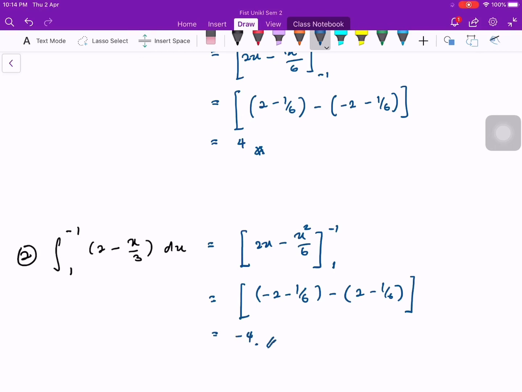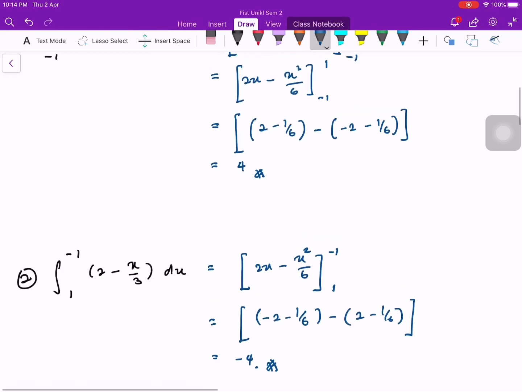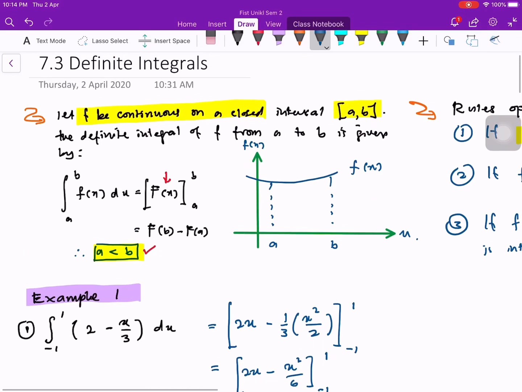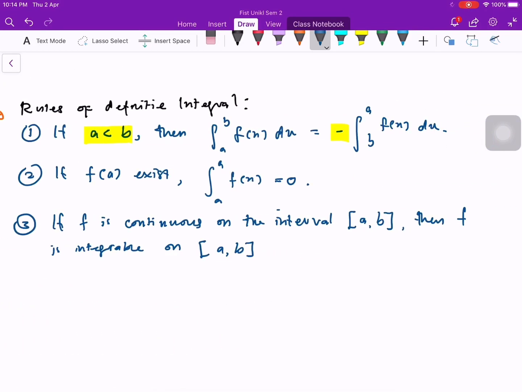Okay, -4. So kalau kita tengok dekat sini, this is actually proof of the first rule that kita discuss tadi, di mana when we interchange the limits, the value here should be a negative value.